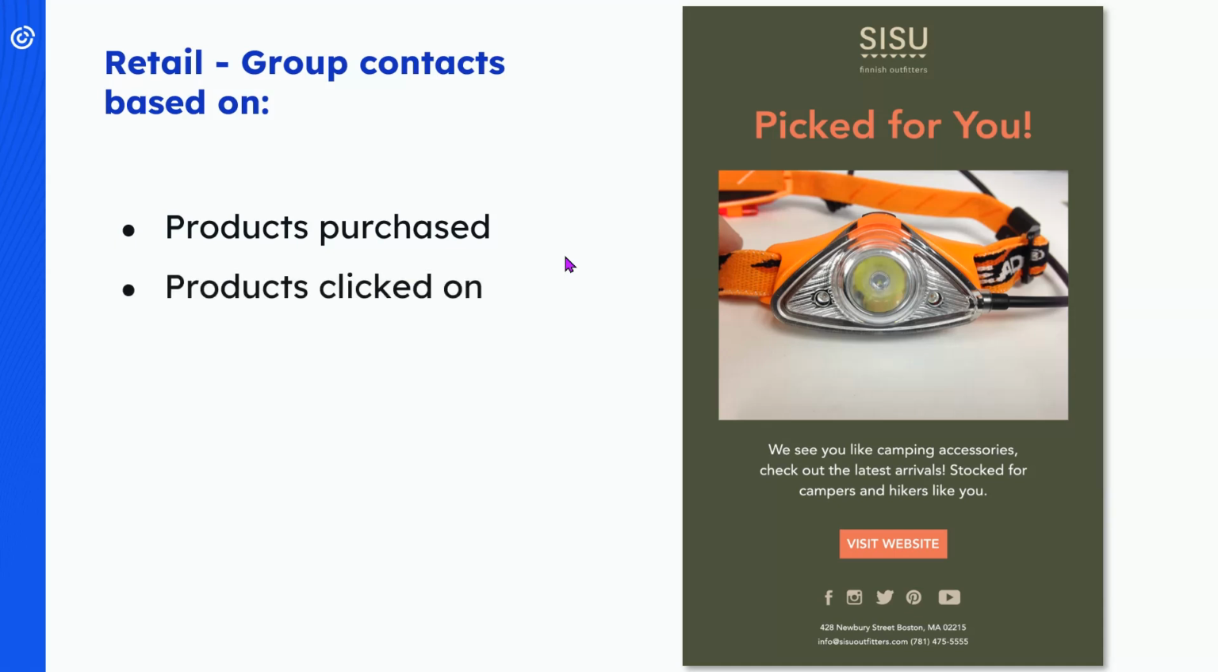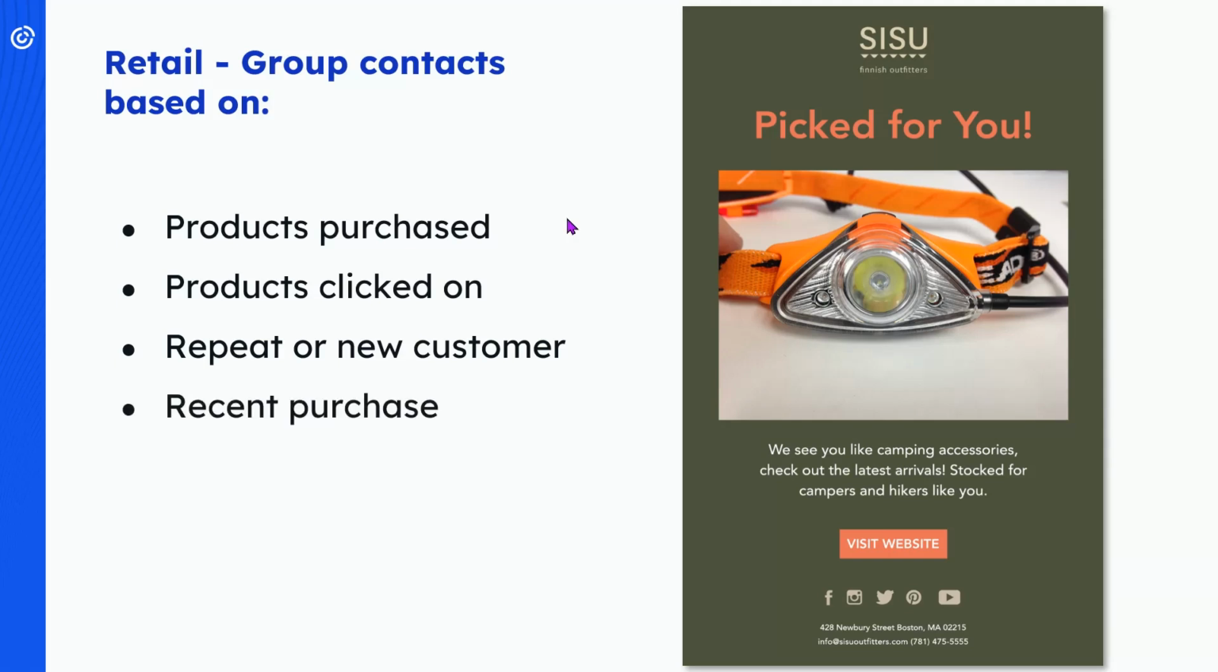You could create a group based on products that they've clicked on in your emails, again, in order to target with specific products as well. Repeat customers could get a separate message from new customers, allowing you to change your message based on how familiar they are with your products. Another great option would be a group of those who had a recent purchase to send out a thank you message and follow up with additional information.